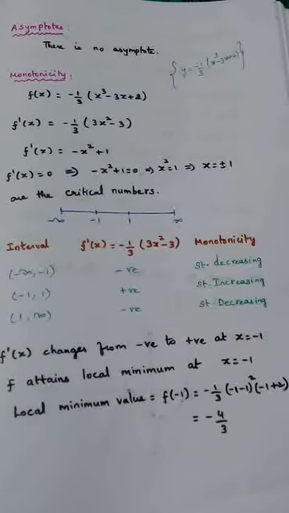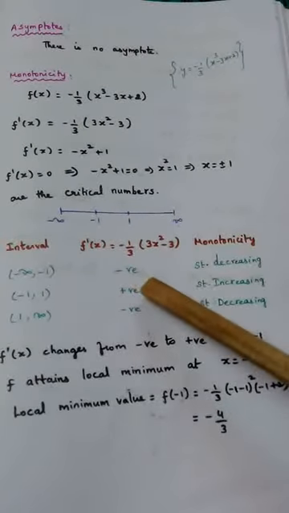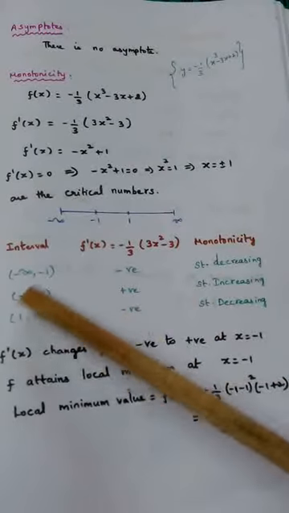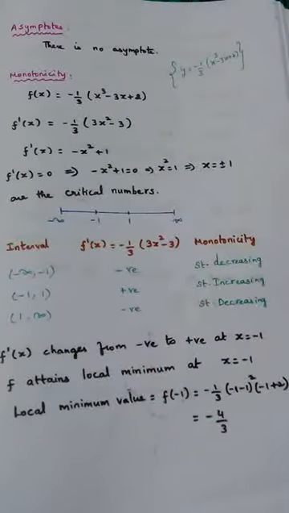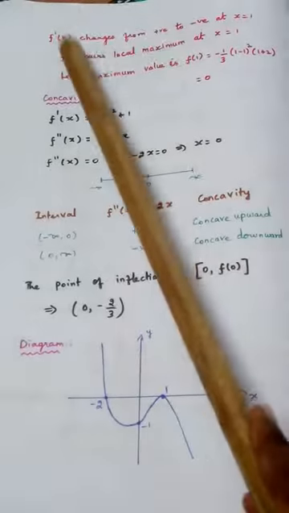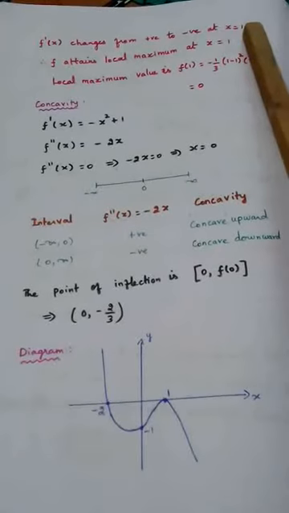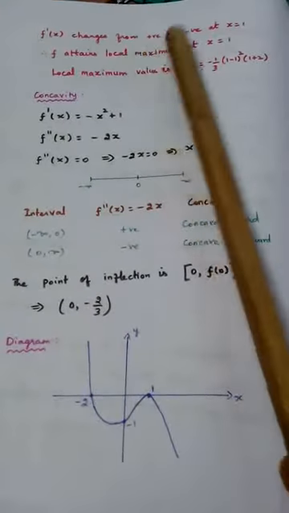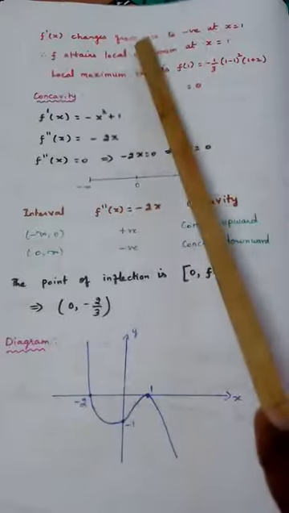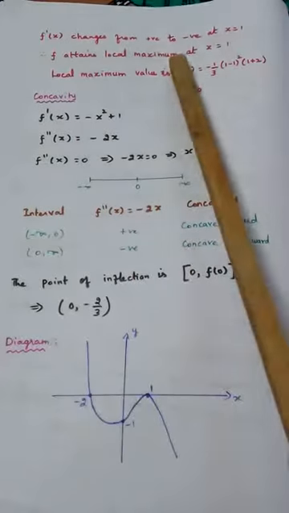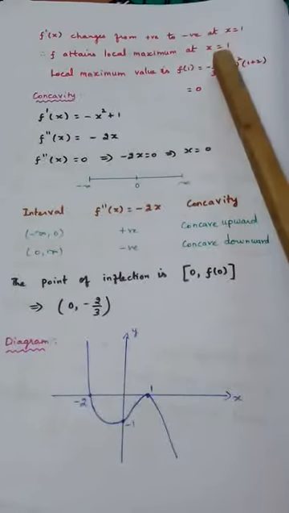Then we will see from the table, f dash of x changes from positive to negative at which point? x equal to 1. That is the next step. So f dash of x changes from positive to negative at the point x equal to 1, which means local maximum. F attains local maximum at this point x equal to 1.